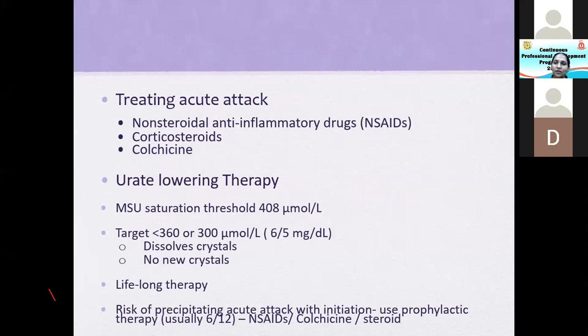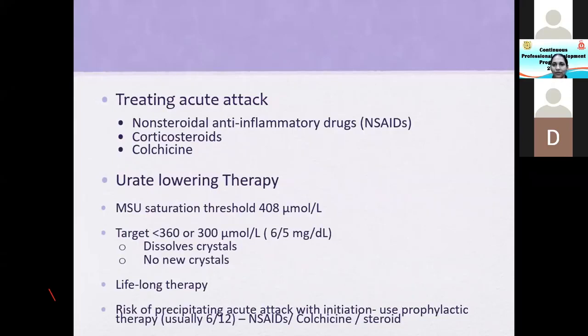So how do we treat acute attacks? Non-steroidal anti-inflammatory drugs, corticosteroids, either intraarticular, oral, or IM can be used, and colchicine are the main drugs that are used in the treatment of acute attacks.